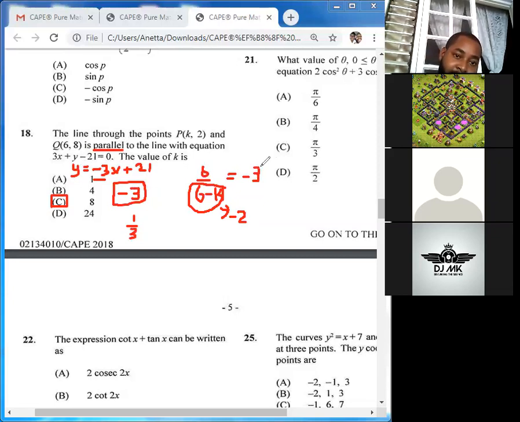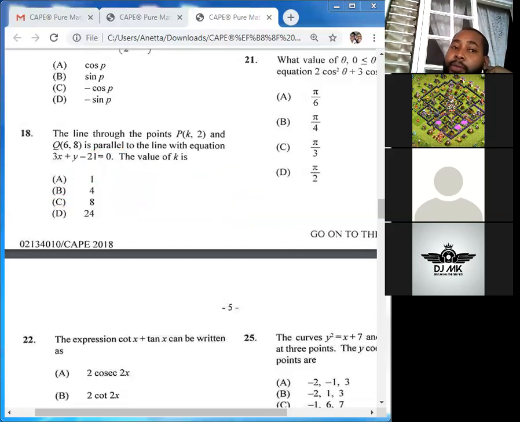So that's why I put -3 here. If they had said perpendicular, I would not put -3, it would have been +1/3. So 6 over 6K would have been equal to +1/3 if it was perpendicular. So I hope you understand. So move on.